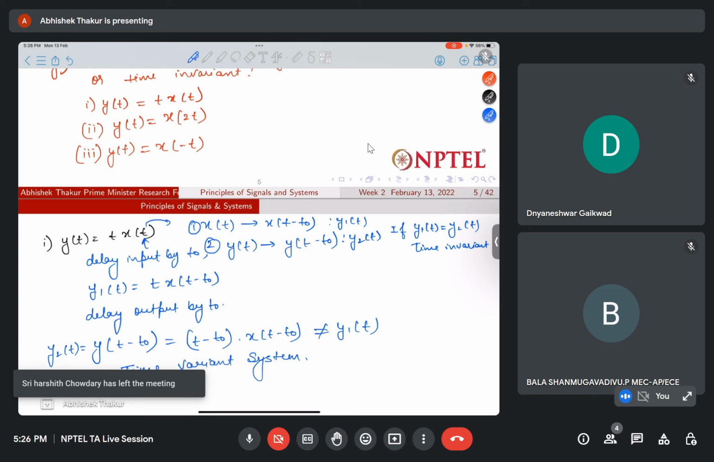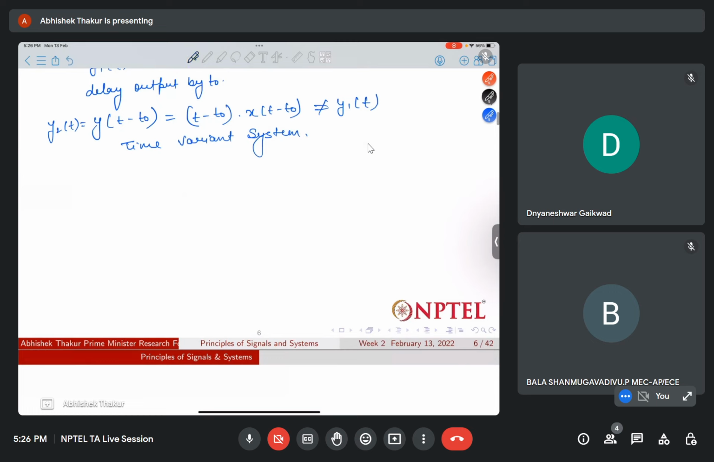Okay. Now let's take another example, that is y(t) is equal to x(2t). Again, first what we will do, we will shift x(t) to x(t minus t naught). So what we will get? y1(t) is equal to x of 2, and there t will be shifted by t minus t naught.